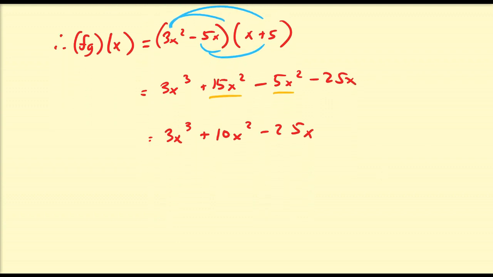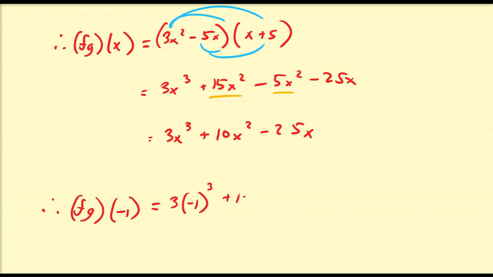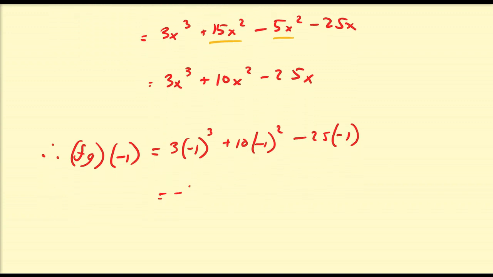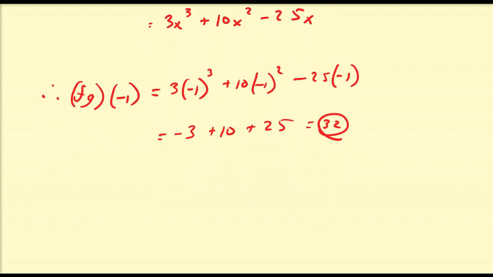And we can say evaluate this. So we can say what is fg evaluated at minus 1. So this is going to be equal to 3 times minus 1 cubed plus 10 times minus 1 squared minus 25 times minus 1. So that's just going to be equal to minus 3 plus 10 plus 25, which is the same as 35 minus 3, which is 32. And that's the basics of calculating the sum, difference, and product of functions.